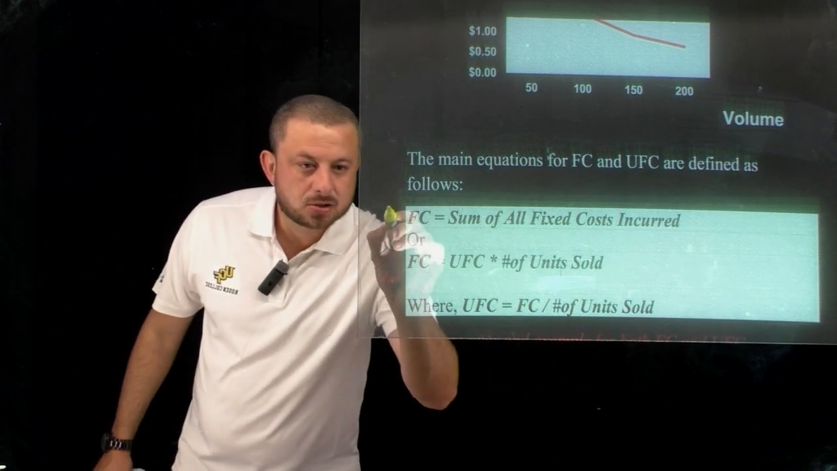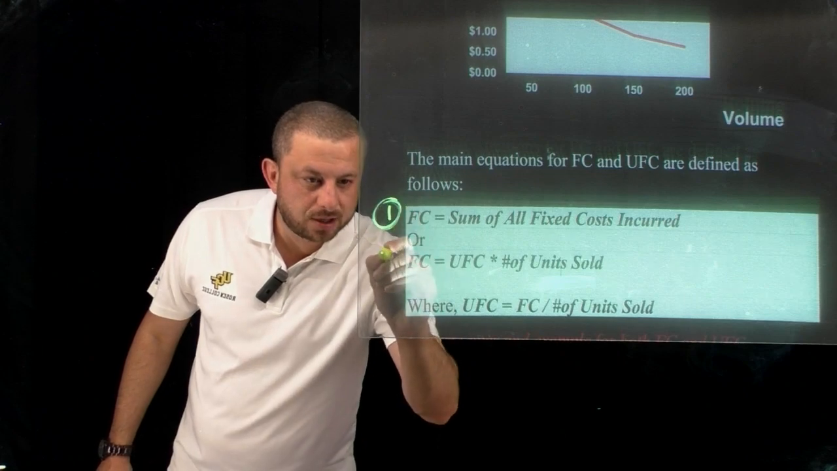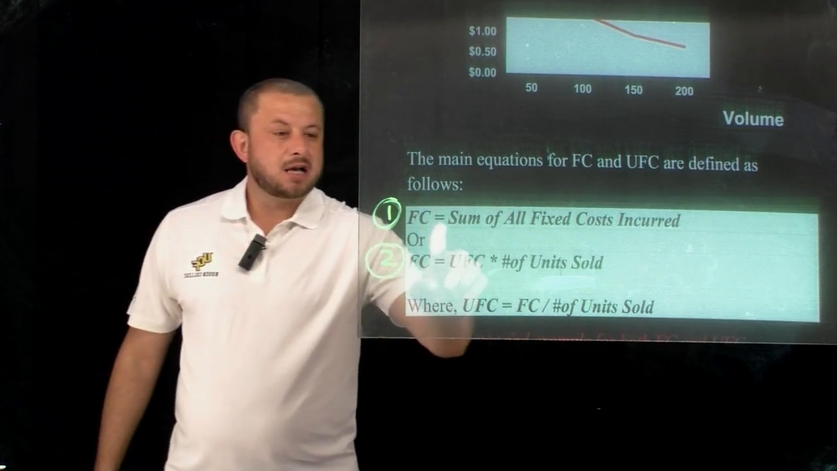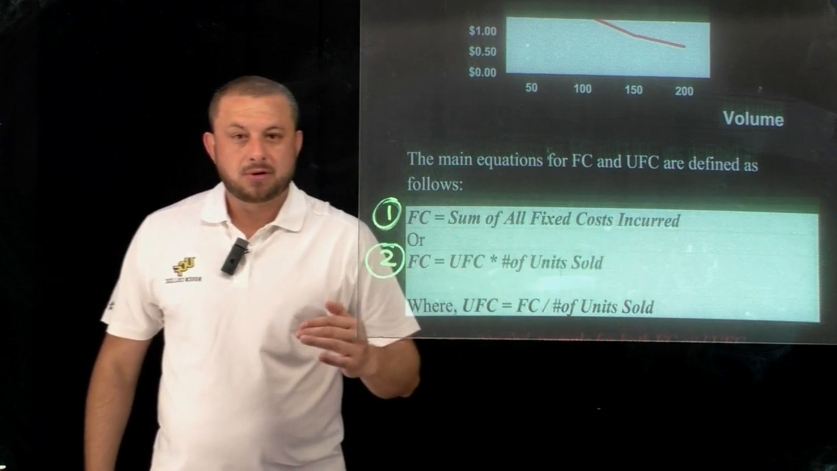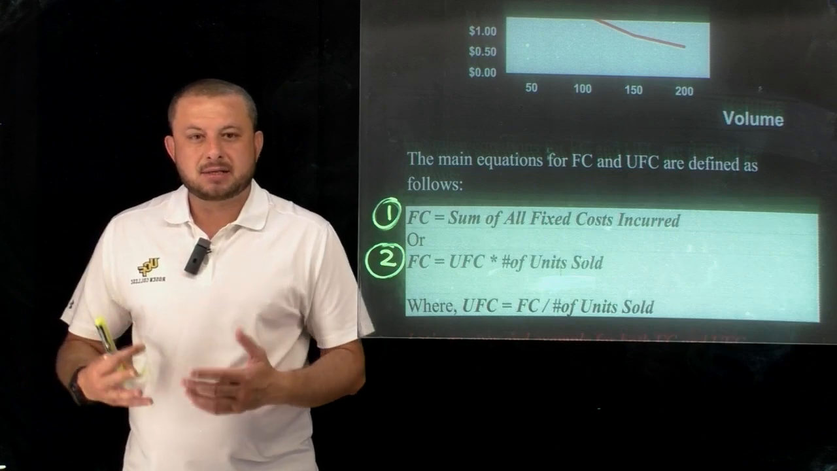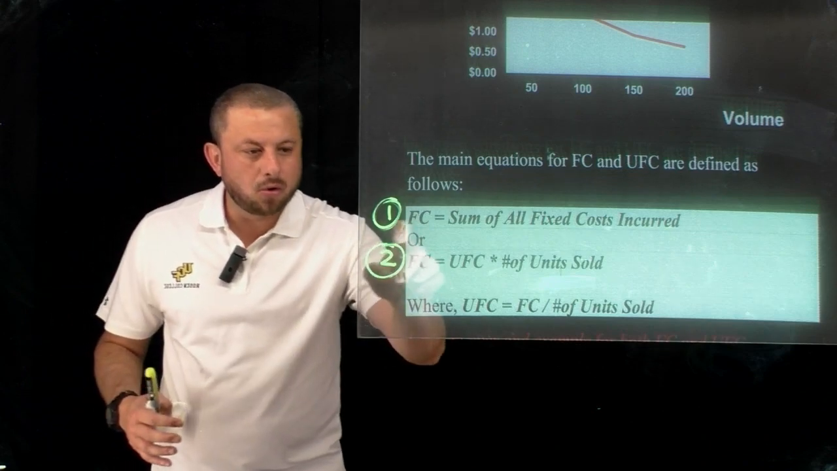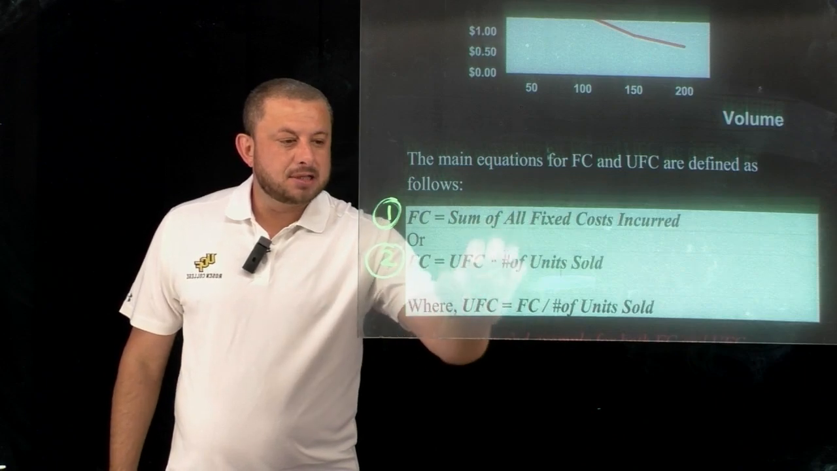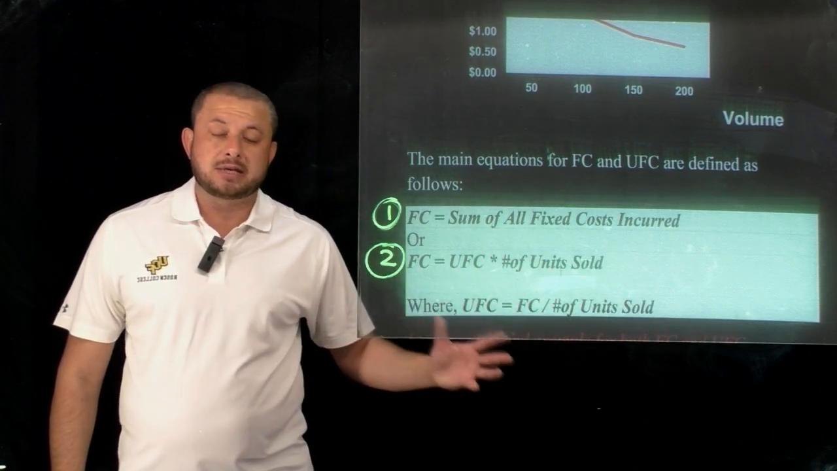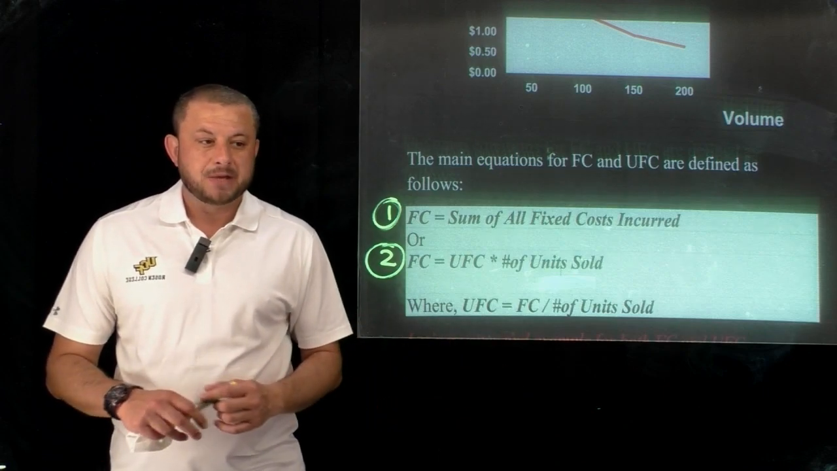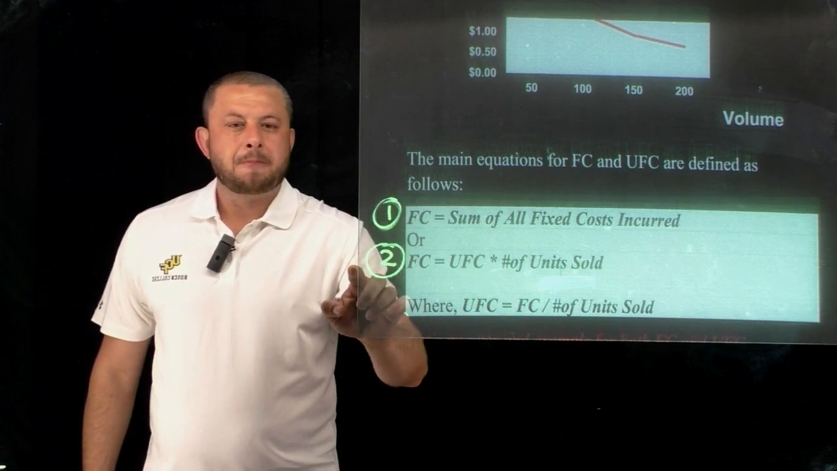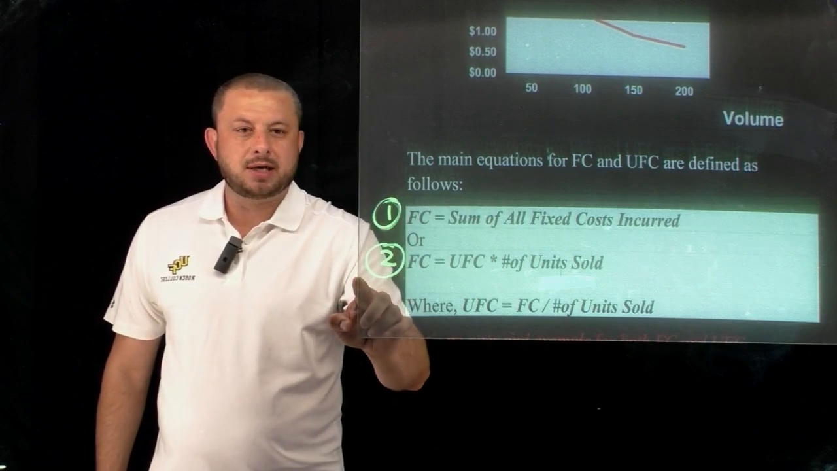Take a look at this, guys. These are the main equations we utilize to calculate fixed cost and the unit fixed cost. Fixed cost has two different equations based on the conditions. The first equation is the sum of all fixed costs incurred, the sum of all the fixed cost items given in the question, in the case study, in the operation. Or UFC multiplied by number of units sold is also going to give us the fixed cost. So how am I going to differentiate how to use those two different equations, guys?